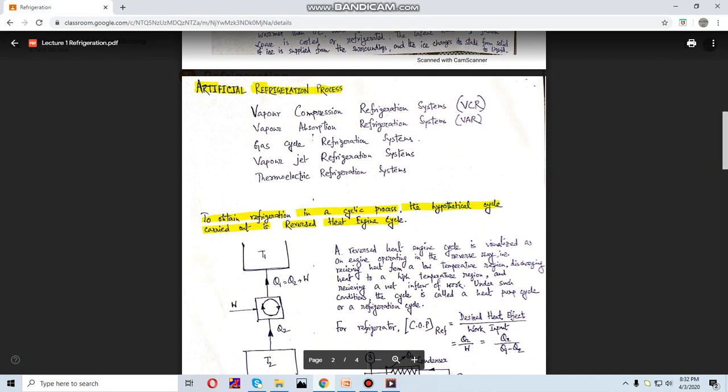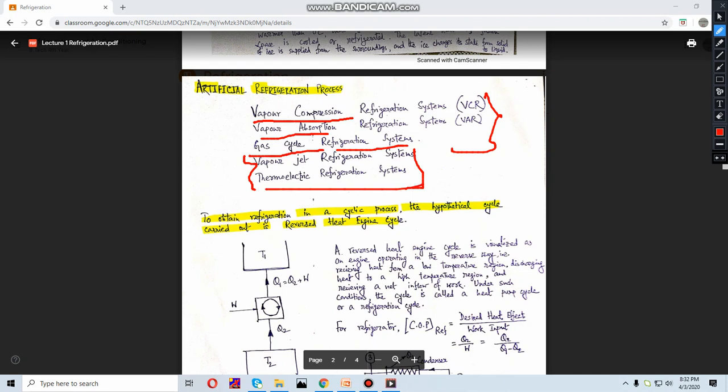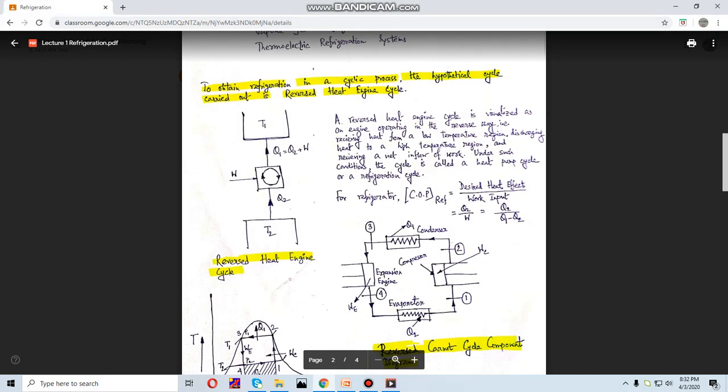Now we'll be dealing mostly with these processes: vapor compression, vapor absorption, and the gas cycle refrigeration system. Presently, in modern days, some of these systems are being used basically at the experimental level, and they are mostly used in industries. So we'll be mostly dealing with these. Now the most important part: we will start to discuss the cyclic refrigeration process. What is the need for this cyclic refrigeration process?